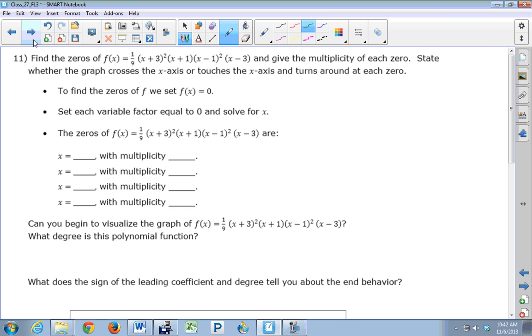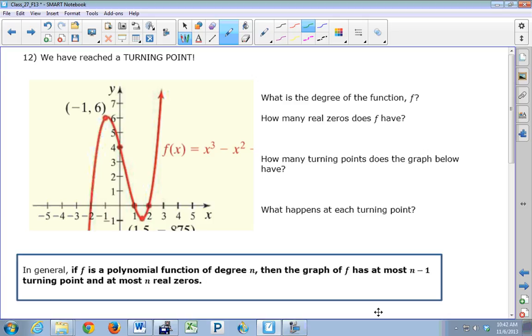All right, so let's go to number 12. We finished 11 on Monday. So 12 is the last idea we have to talk about so we can start today's lecture. 12 says we have reached a turning point. We know our polynomial functions have turning points on them. They're either relative maximums or minimums. Depending on the graph, they could be absolute minimums or absolute maximums.